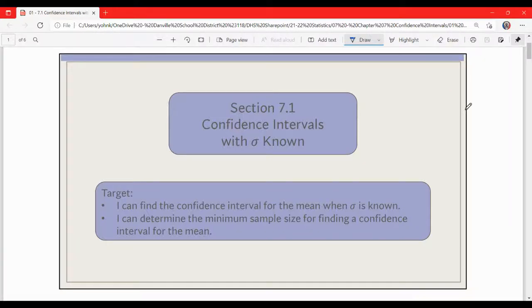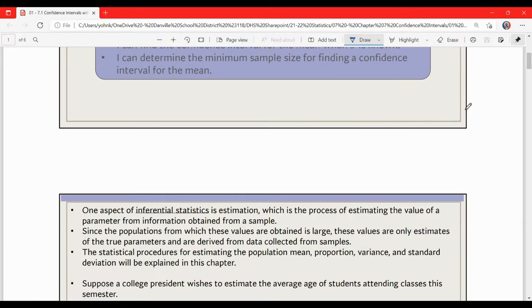Hey kids, welcome to section 7.1, confidence intervals with sigma known. Today I'm going to teach you how to find the confidence interval for the mean when sigma is known and how to determine the minimum sample size for finding a confidence interval for the mean.